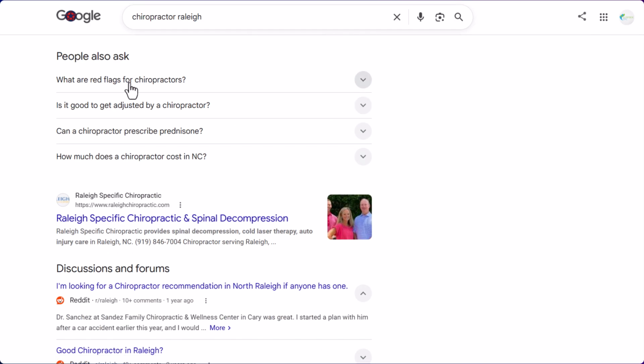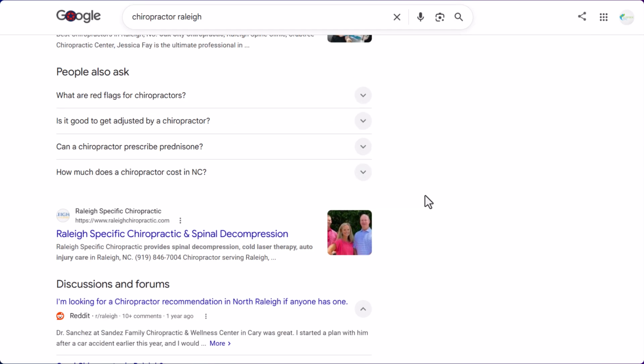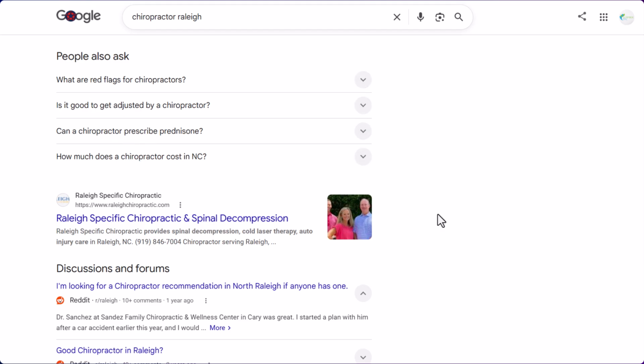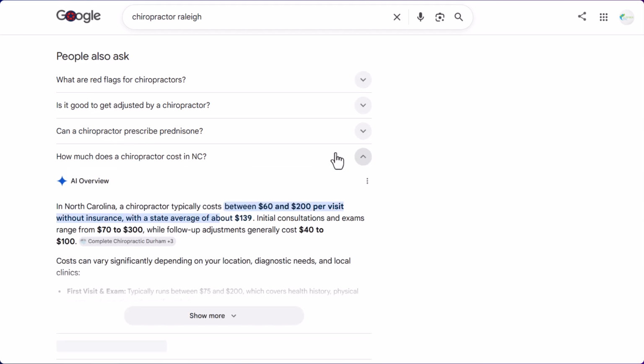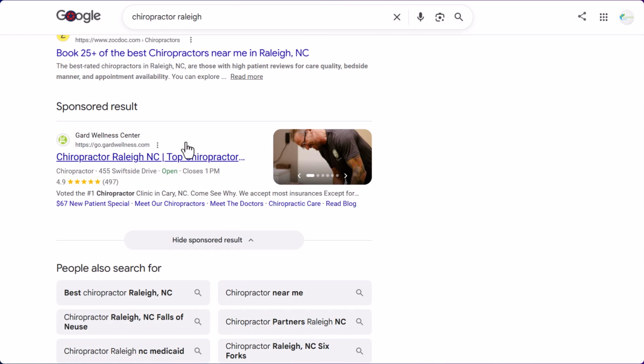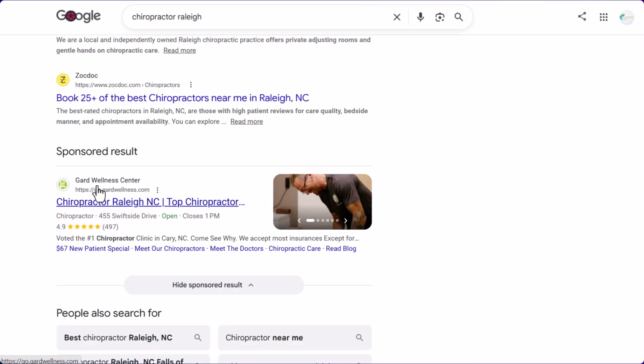Then we get into People Also Ask, which these have kind of come and gone, it seems like, but they are showing these a little bit more. These are kind of your AI mode within the search, but they've always had this. Next is going to be another organic listings, discussion and forums, more organic listings. And then we get down to the bottom where we have Guard Wellness Center.